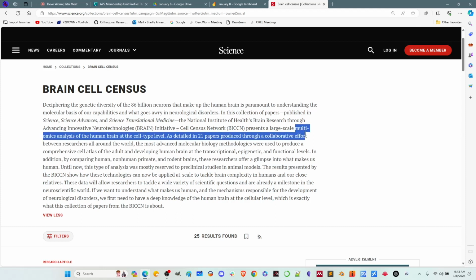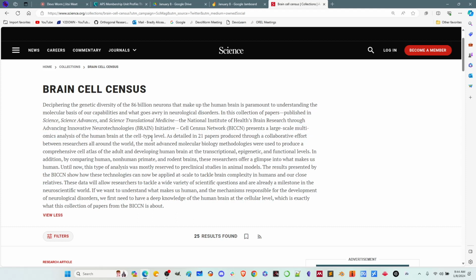analysis. Multi-omics is using these different genomic or omic approaches to look at usually gene expression, but with omics you sometimes also get the sequences, and you can map those sequences to a draft human genome or personalized human genome and figure out what genes those are, what loci, and then you can identify cell types that way. So they present a large-scale multi-omics analysis of the human brain at the cell type level.